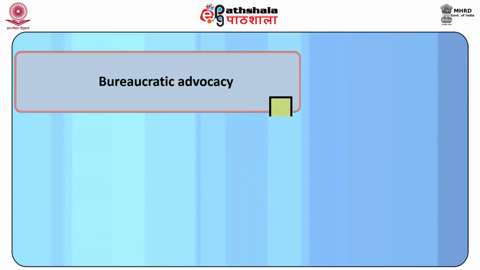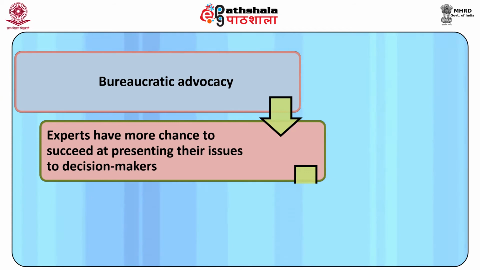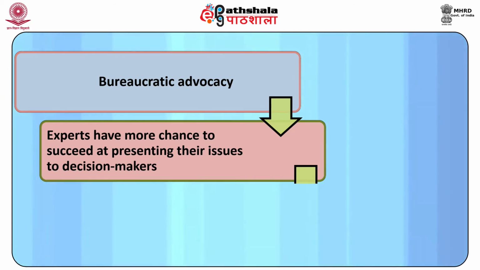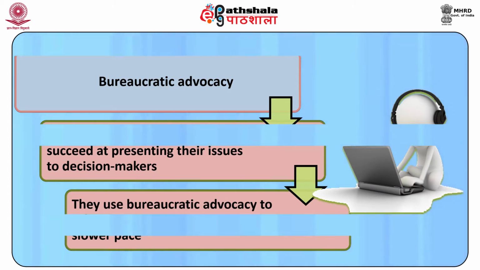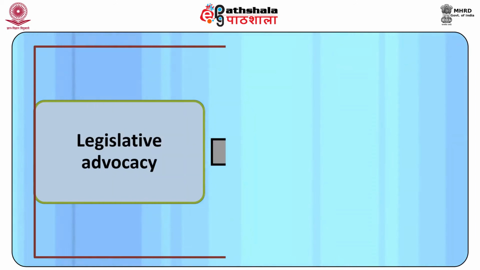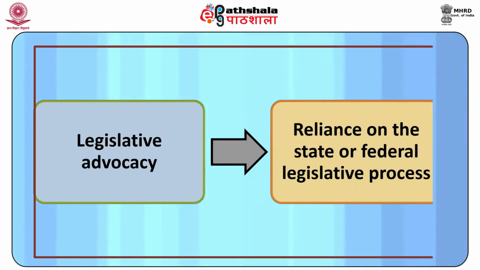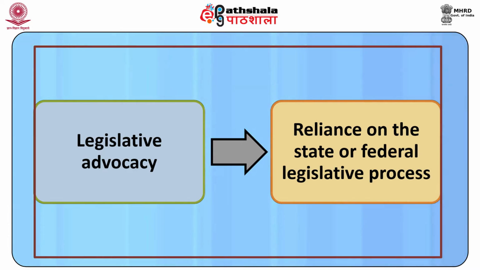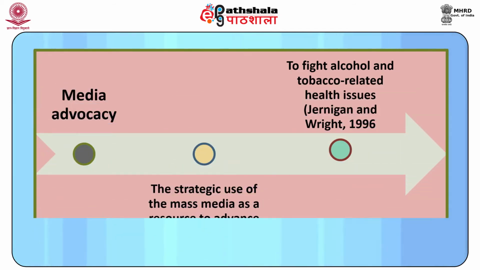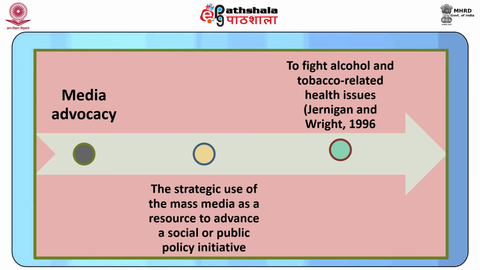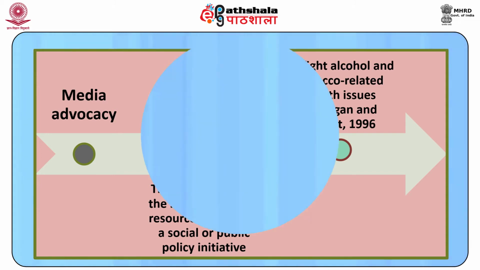Bureaucratic advocacy: people considered as experts have more chance to succeed at presenting their issues to decision makers. They use bureaucratic advocacy to influence the agenda, however, at a slower pace. Legislative advocacy is a reliance on the state or federal legislative process as a part of a strategy to create change. Media advocacy is a strategic use of mass media as a resource to advance a social or public policy initiative. Public awareness campaigns illustrate how media advocacy was used to fight alcohol and tobacco related health issues.